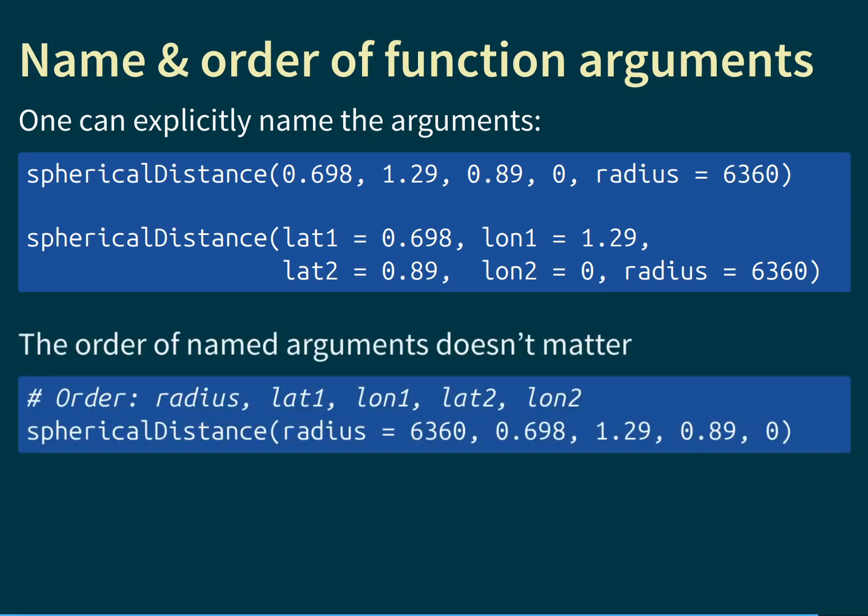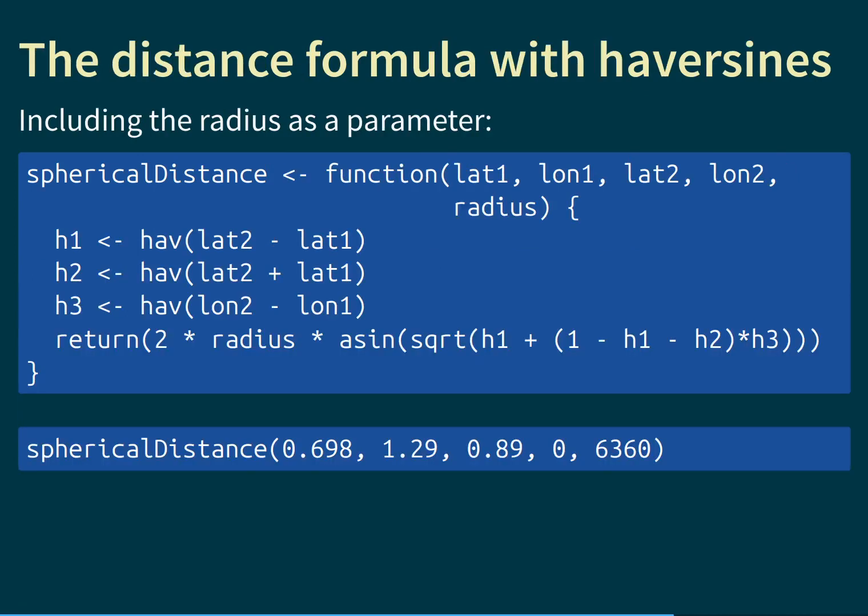One side effect of having these named arguments is that since we give them names, the order in which they appear doesn't matter anymore. Now, that's not the case otherwise. So let's just go back to the function definition for 1 second. In this case, the function strictly is defined in such a way that the latitude of the first point is the first argument, the longitude of the first point is the second one, then comes lat2, then lon2, and then radius. And when we call the function at the bottom of the slide, then we have to make sure that we put those arguments in the correct order.